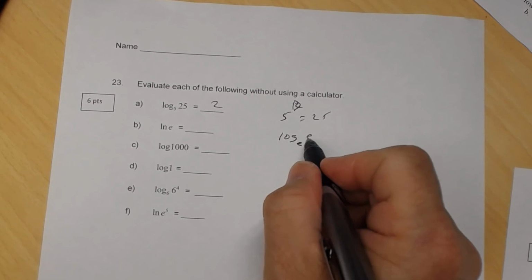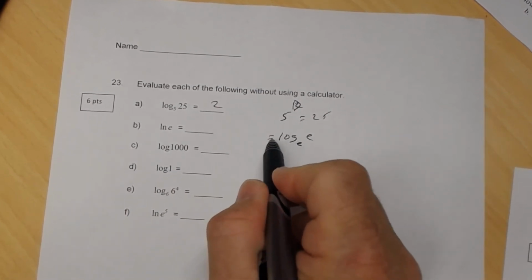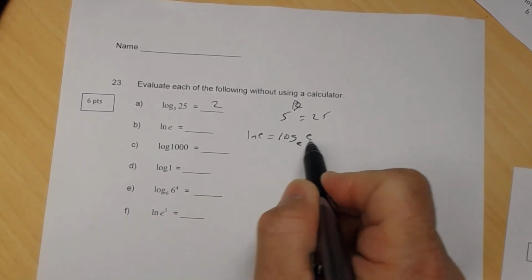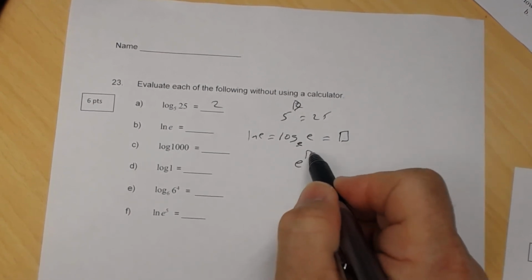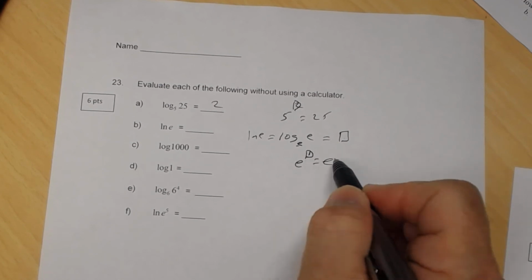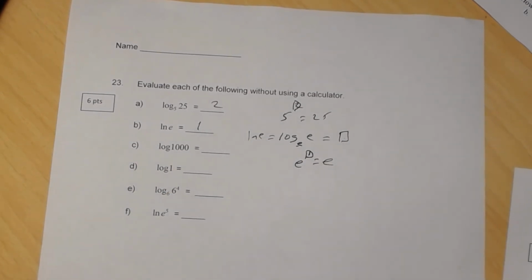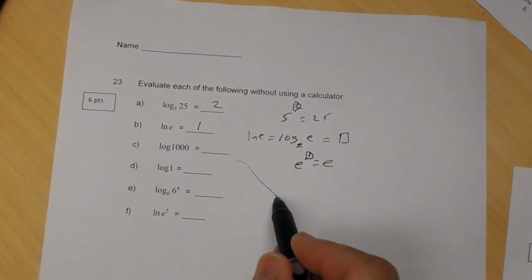Here, remember, the ln means log base e. Log base e of e. So this is ln e. So ln e is the same as this. So then we have to figure out what this is. So e to what power is e? Well, e to the first power is itself. So that's 1.